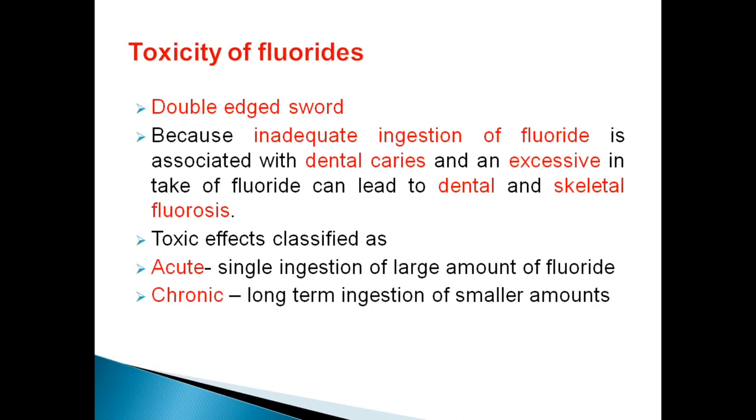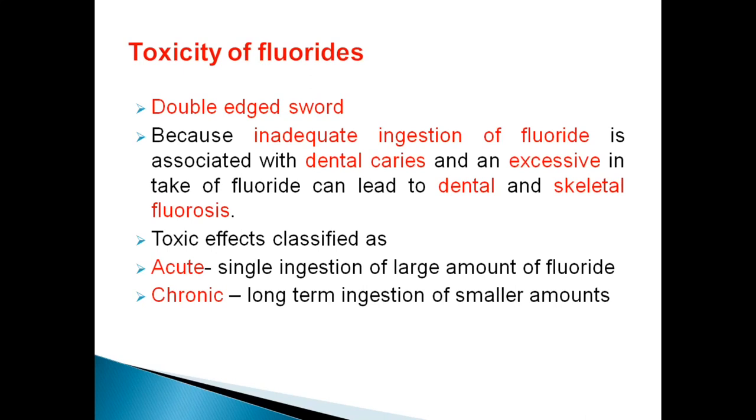So fluoride is commonly known as a double-edged sword. We know how a sword looks like. It has a handle and it has a blade. Most commonly the blade has only one cutting edge. It serves its purpose, whatever it is. But there are swords which have two cutting edges. It is a phrase commonly used in English literature, double-edged sword, because if it goes to both extremes, it creates problems.